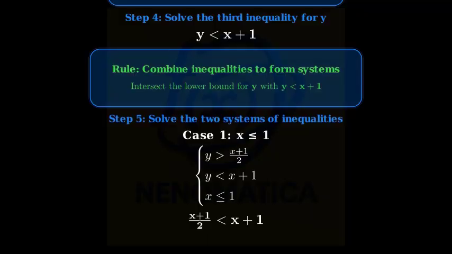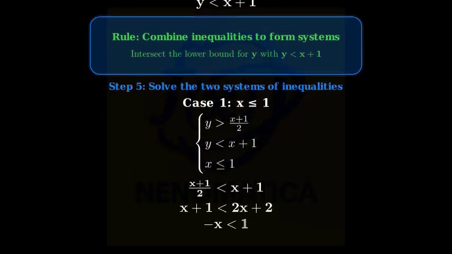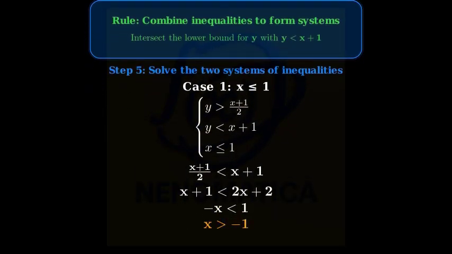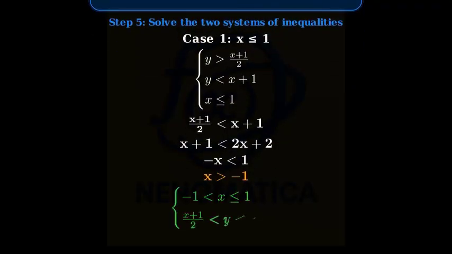Check the interval is non-empty by confirming 1/2 of x plus 1 is below x plus 1. Multiply by 2 and simplify to find x greater than -1. Therefore, -1 is less than x less than or equal to 1, and 1/2 of x plus 1 is less than y, which is less than x plus 1.